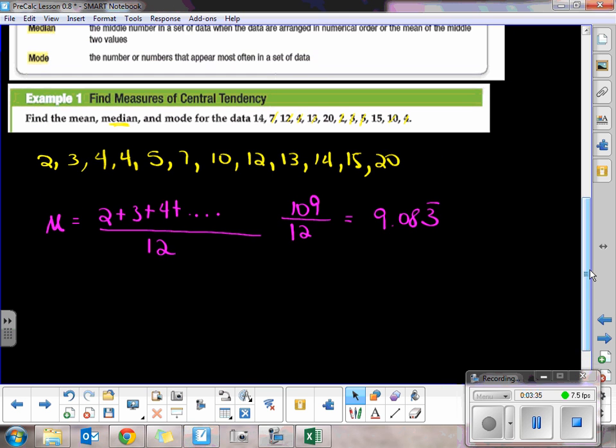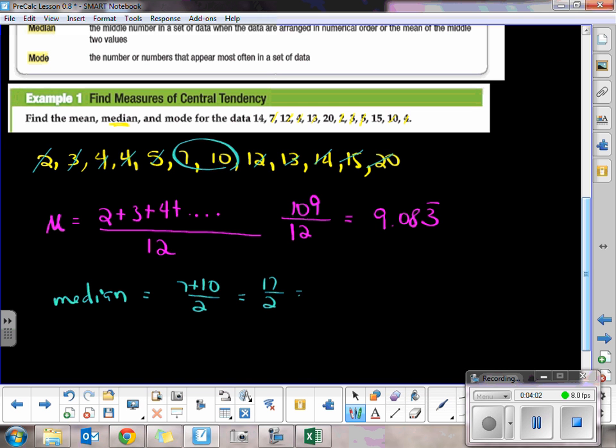The second thing we're going to do is find the median. In order to find the median, I have to find the middle of the data. Since we had 12 values, there should be 2 in the middle, so I'm going to work off the ends, and when I get to the middle, I'm going to average those two. So I'm going to average a 7 and a 10. When we get 2 in the middle, we simply add them and then divide by 2. So that is 17 divided by 2, half of 17, which is 8.5. So our median is 8.5.